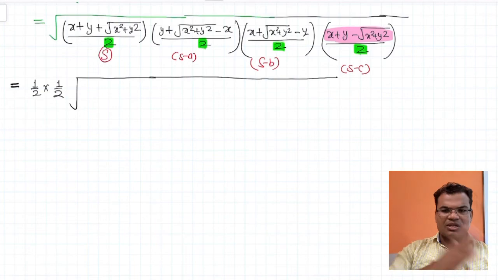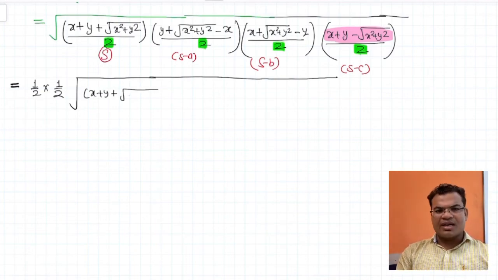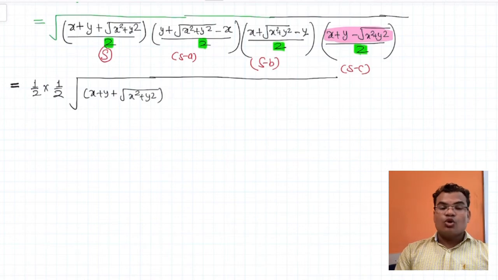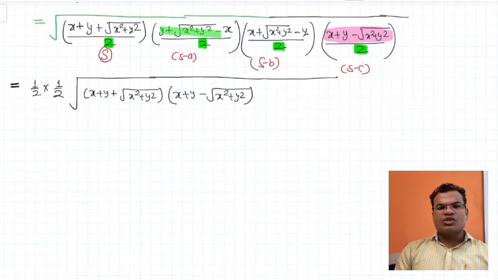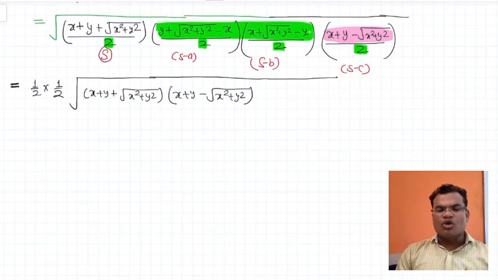This minus and plus will come as it is together. What I am trying to do is write the 2 terms together as they are, because they are in multiplication, so I can change the order also. So this is fine. The second is y plus under root x square plus y square minus x upon, and the second is also x plus root x square plus y square minus y.